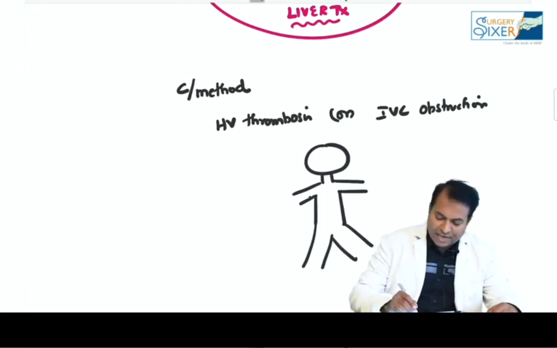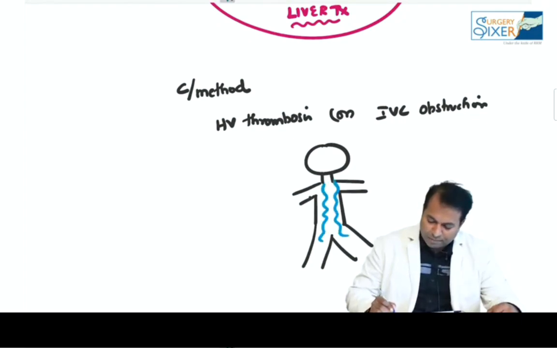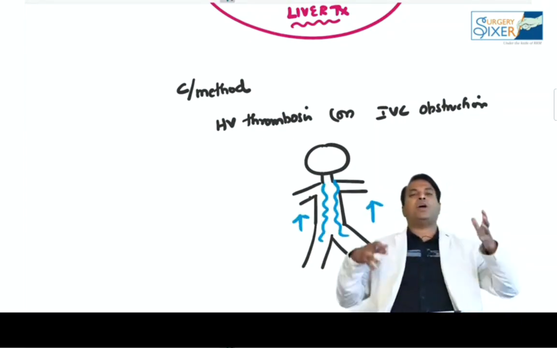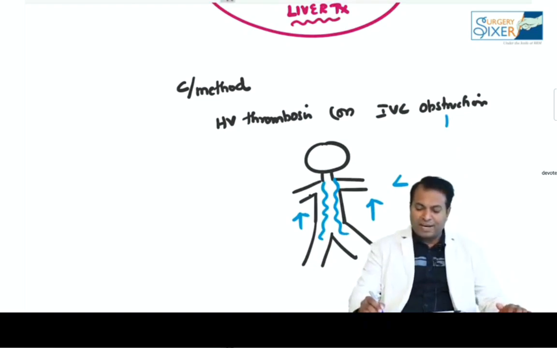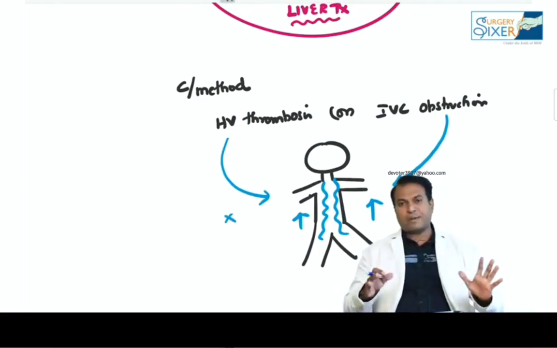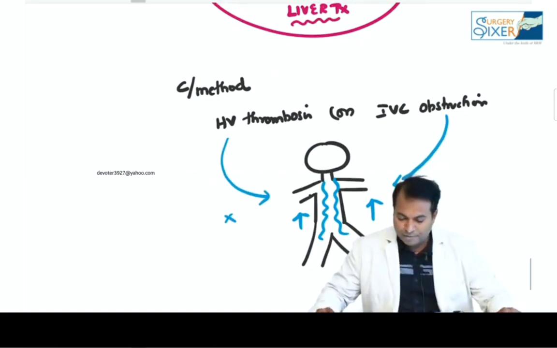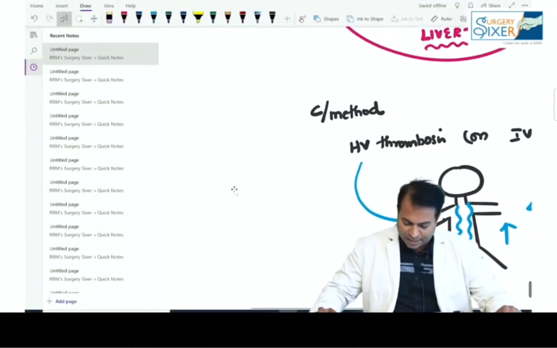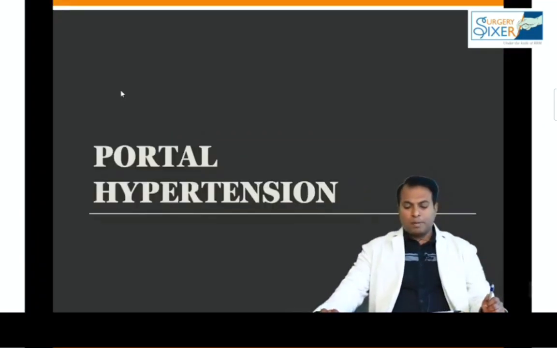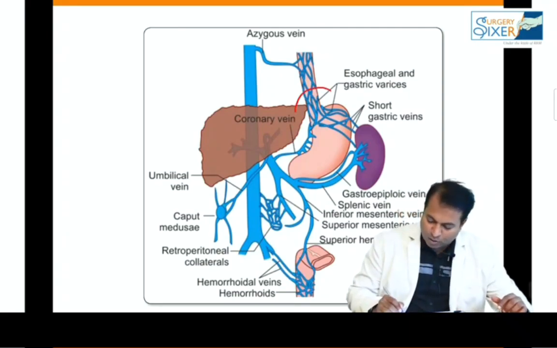Please remember, if there is an IVC obstruction, you can see multiple collaterals running from down to upwards like this. Some superficial collaterals you can see on the abdominal wall in IVC obstruction cases. In hepatic vein thrombosis, you don't see such collaterals. So these are the points you should not forget from portal hypertension. Let me show you the images of these topics now. Please don't forget the various sites of collateral. Can you tell me what is the collateral in this place?